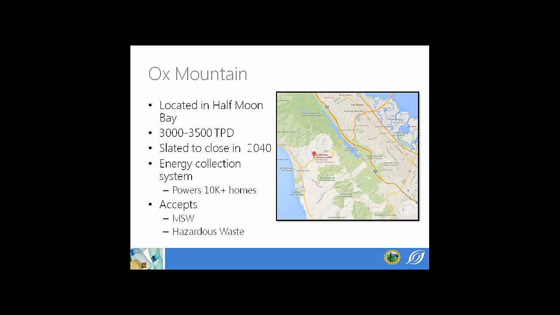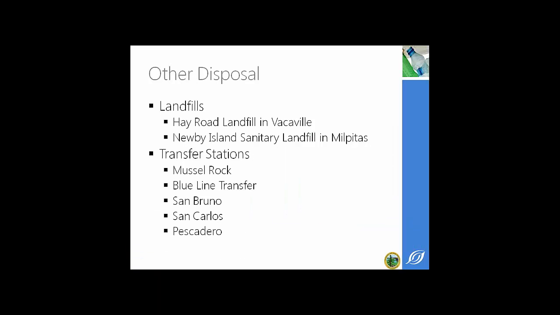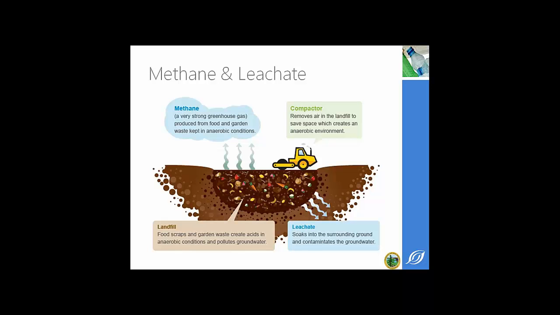So lots of recent regulation and continuing upgrades to landfills to make sure that they meet the needs, but eliminate the effects of groundwater contamination and air contamination. Other local landfills are the Hay Road landfill in Vacaville and Newby Island, and then there's transfer stations locally that take material and transfer it out further.